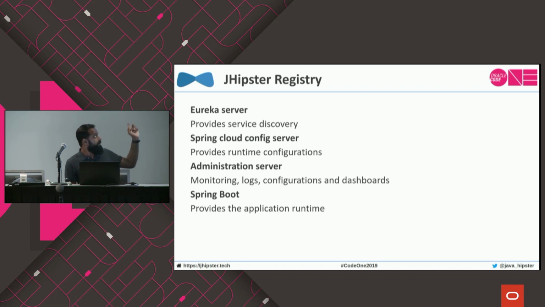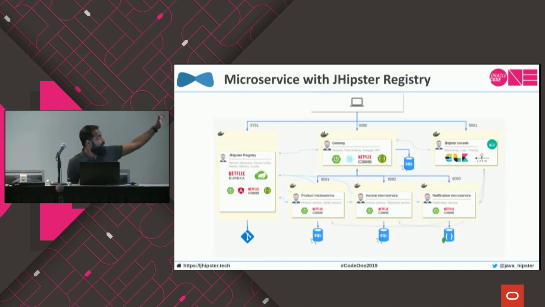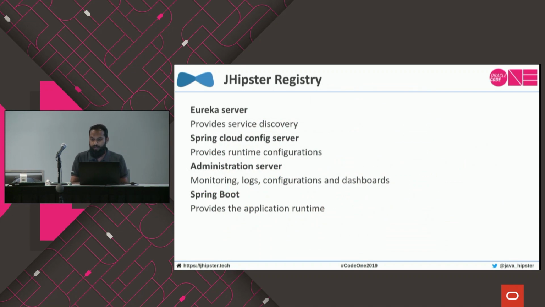The JHipster Registry we saw earlier, the one on the left, is composed of 4 parts. It has a Eureka server so that it provides service discovery. It has Spring Cloud Config Server also integrated, so it provides runtime configuration management service for the architecture. It also has a custom-built administration server so that it provides monitoring, logs, dashboards, and stuff like that, which is required when you have a complex infrastructure up and running. It also has Spring Boot as the base to run as a standalone application. So this is what JHipster Registry is made of.